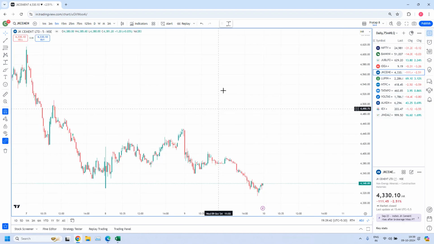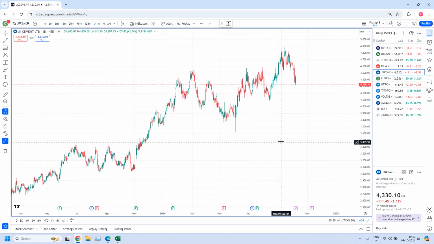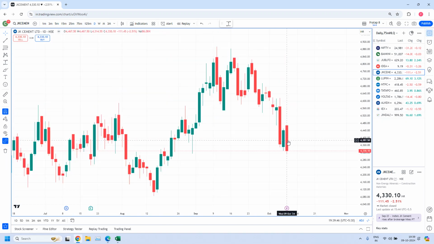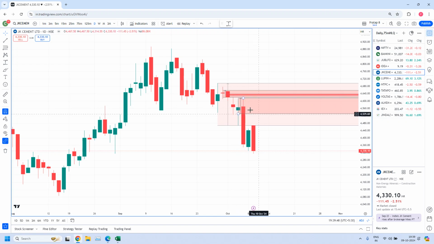JK Cement. I think we discussed JK Cement yesterday, right? I already explained this yesterday, so I'm not explaining again. Today prices didn't enter, so we didn't plan a trade.